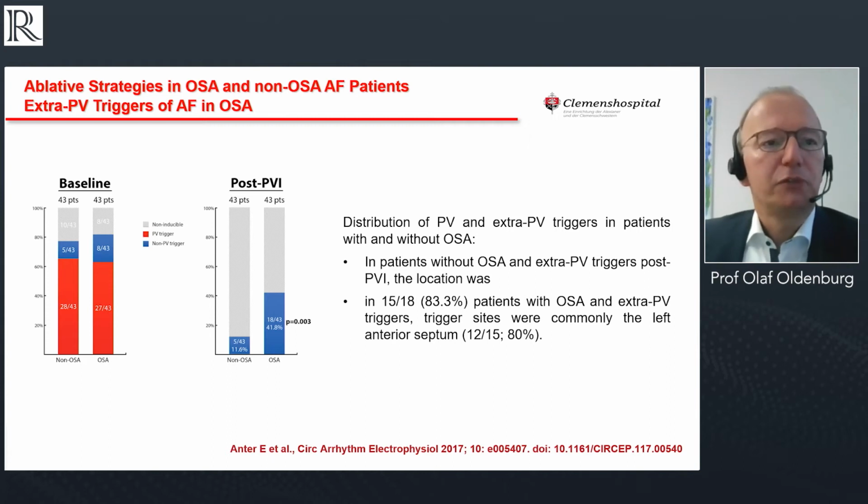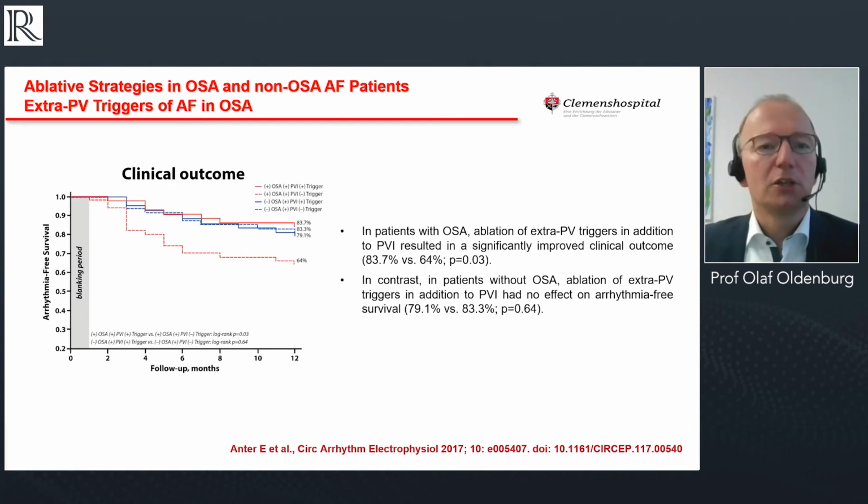But what about ablative strategies in OSA and non-OSA AF patients? Again, I'm not the EP guy here, but if you look for triggers of atrial fibrillation in patients with and without obstructive sleep apnea, you might see a little difference: the pulmonary vein is the most relevant trigger of AFib, and the non-PV triggers play only a minor role. But after you did the procedure, you were left with the non-PV triggers, and this is especially true for the OSA patients, meaning that OSA may require more than pulmonary vein isolation to get good results from your EP procedure.